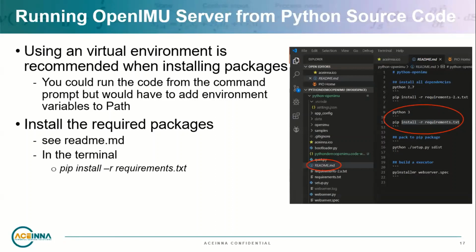Depending upon the Python version installed on your PC, if it is Python 2.7, run the command pip install -r requirements-2.x.txt. And if you have Python 3, you can run pip install -r requirements.txt. All this information is available in the file readme.md in the Git repo of Python.